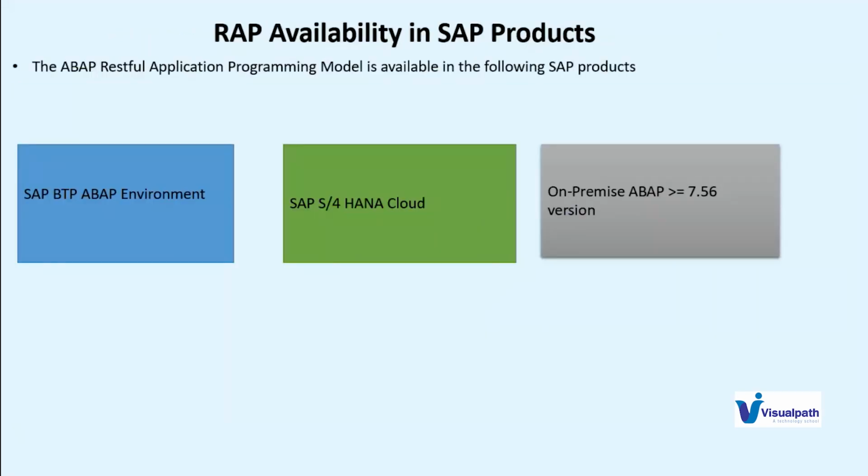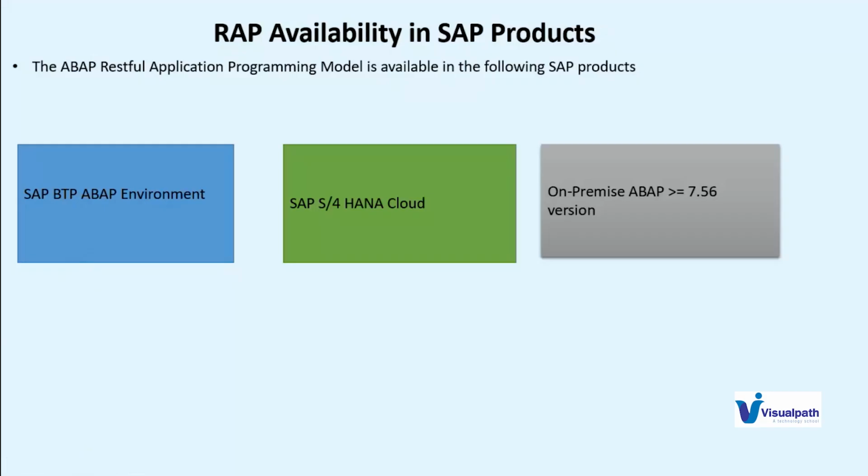Now let's talk about RAP availability in SAP products. What are the different SAP products where we can build our RAP application? There are three major SAP products. One is SAP BTP ABAP environment. SAP BTP is one platform, and in BTP we have multiple services. To build our RAP applications, we will have to subscribe to the ABAP environment in BTP. The ABAP environment is a service in BTP.